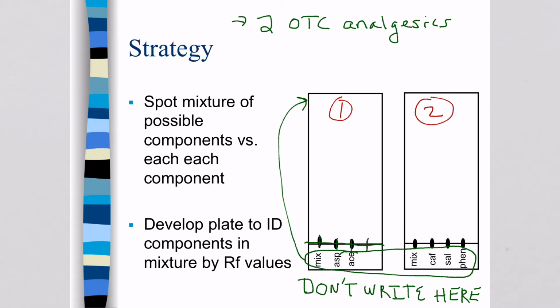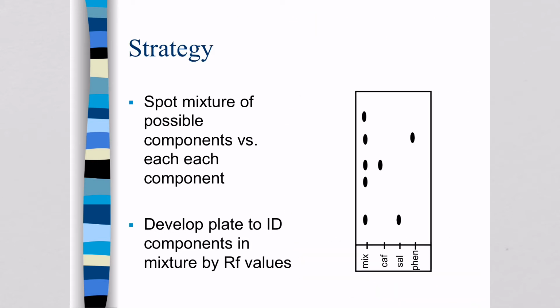Okay, so once you've got your plate spotted, what we're going to do is develop the plate to identify the components by their RF values. And notice that the mixture has separated into 5 spots. One of the things I did right as soon as I took it out of the TLC developing chamber is I drew a line marking the distance that the solvent had traveled so I could calculate RF values.